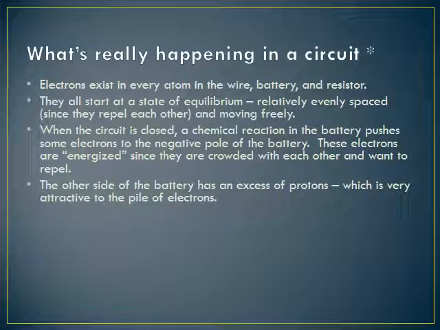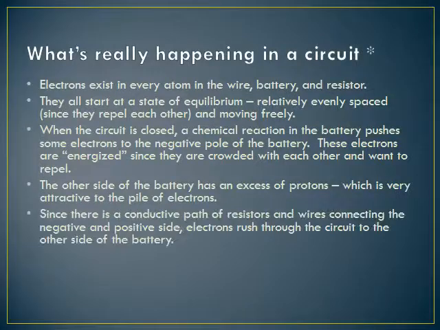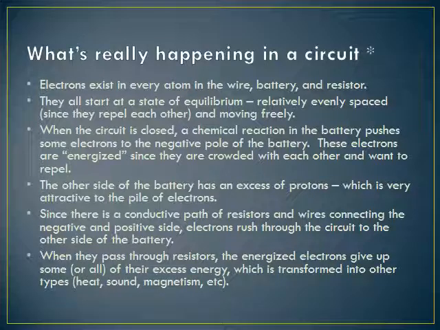The other side of the battery, of course, has an excess of protons, which is very attractive to this pile of electrons. They can't go through the battery, but since we have a conductive path of resistors and wires, those electrons rush through the circuit to try to get back to the positive side of the battery. When those electrons go through the resistors, the energized, piled up electrons give up their excess energy, which is transformed into other kinds of energies in those resistors.